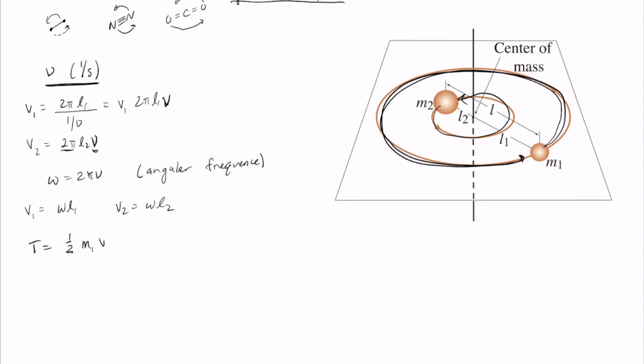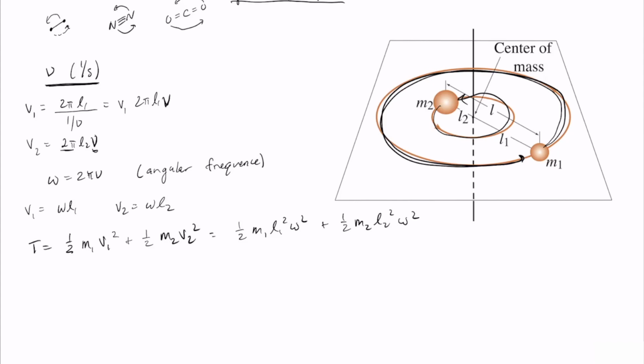So it's 1/2 m1 v1 squared plus 1/2 m2 v2 squared. And if we plug in what we just derived for v1 and v2, then we have 1/2 m1 L1 squared omega squared plus 1/2 m2 L2 squared omega squared.